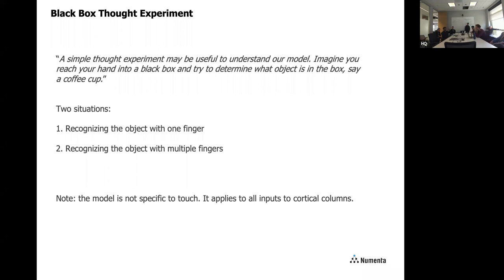So as you're reaching into the black box and you sense something, then you sense something else, that's three sensations coming in temporal sequence into a single cortical column, and it has to integrate all of those. So the follow-on question is, what is the integrative mechanism? That's what I'll get to. That's what the talk is about.